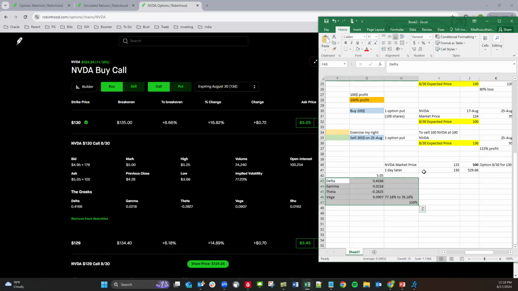Okay, so these are the Greeks. This will help you decide which strike price to choose, and once you choose the expiry, then based on all these factors you decide what to choose and what to buy.